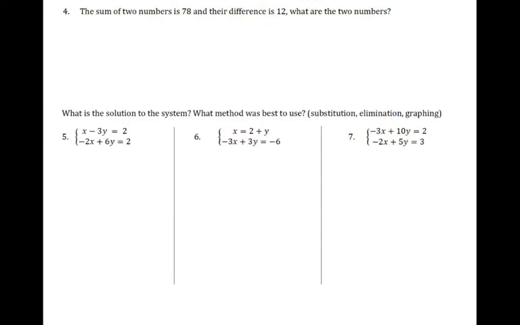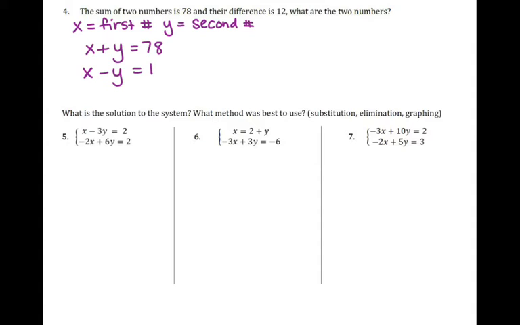Number 4, the sum of two numbers is 78, and their difference is 12. What are the two numbers? So the first thing I need to do is I need to actually write an equation. But before I write the equation, I need to establish my variables. So x is going to be the first number, and y is going to represent the second number. So when I add these two numbers together, it gives me 78. When I subtract them, because it says their difference is 12, it's going to equal 12.